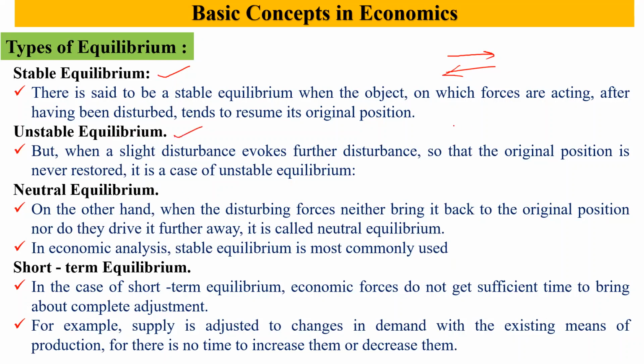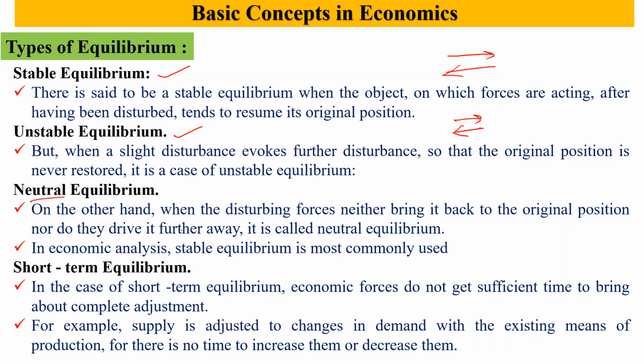Unstable equilibrium is when there are two forces, they are in equilibrium, but slight disturbance in them will never restore the original position. They will not come back to their original position. So this is the unstable equilibrium.